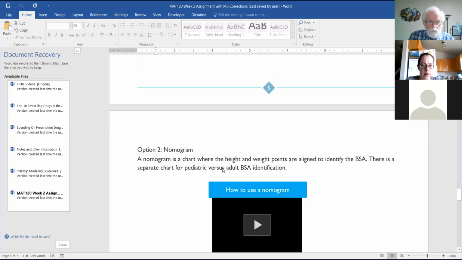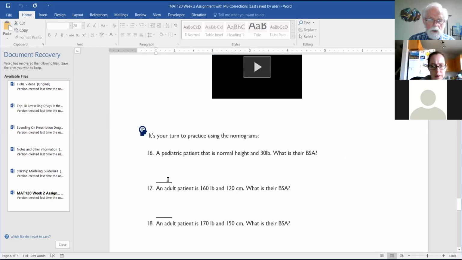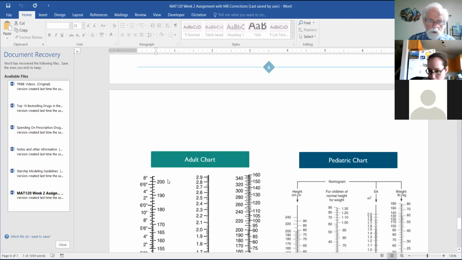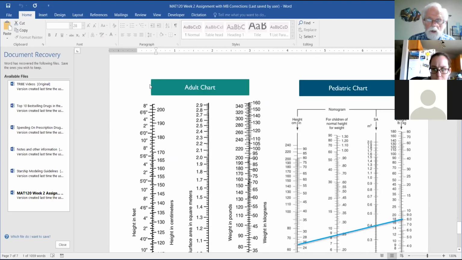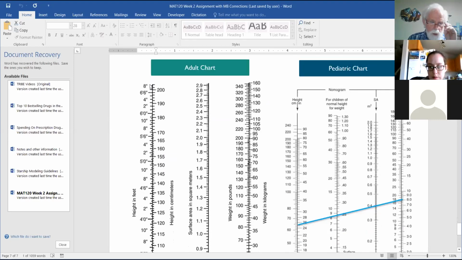However, if you are in an office where you do a lot of this, you may have something called a nomogram. We're going to go down here to what we have for a nomogram. And there are two of them. One is an adult and the other is a pediatric chart.